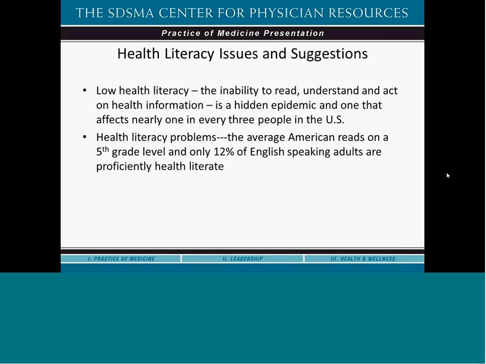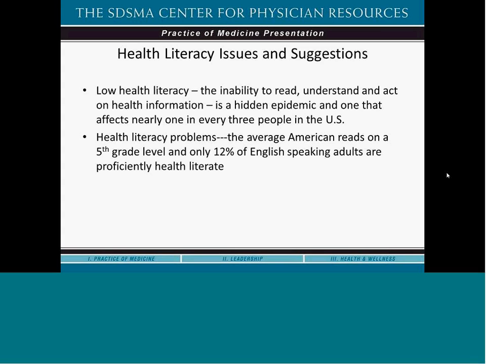Important to me. Talk just for a couple of minutes: health literacy issues and suggestions. Literacy, the inability to read, understand, and act on health information, is a hidden epidemic that affects nearly 1 in every 3 people in the U.S. The average American reads on a 5th grade reading level. Most healthcare literature is written on an 18th grade reading level. So the average American reads on a 5th grade reading level, and 12% of English-speaking adults are proficiently health literate.